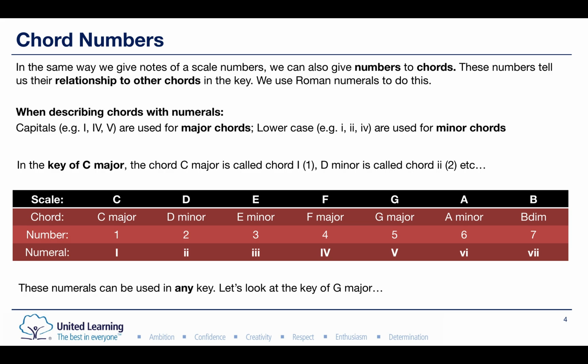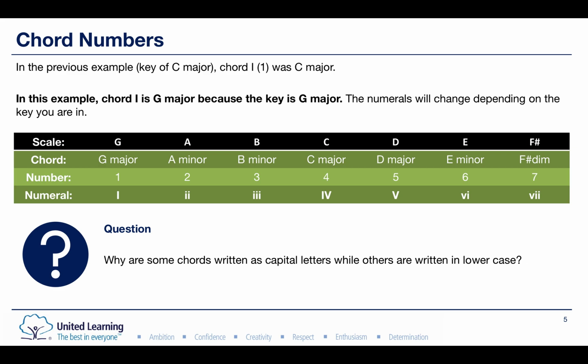These numerals can be used in any key, so let's look at the key of G major. We've got G, A, B, C, D, E, F sharp diminished, G. In this example, chord 1 is G major because the key is G major. The numerals will change depending on the key you're in.